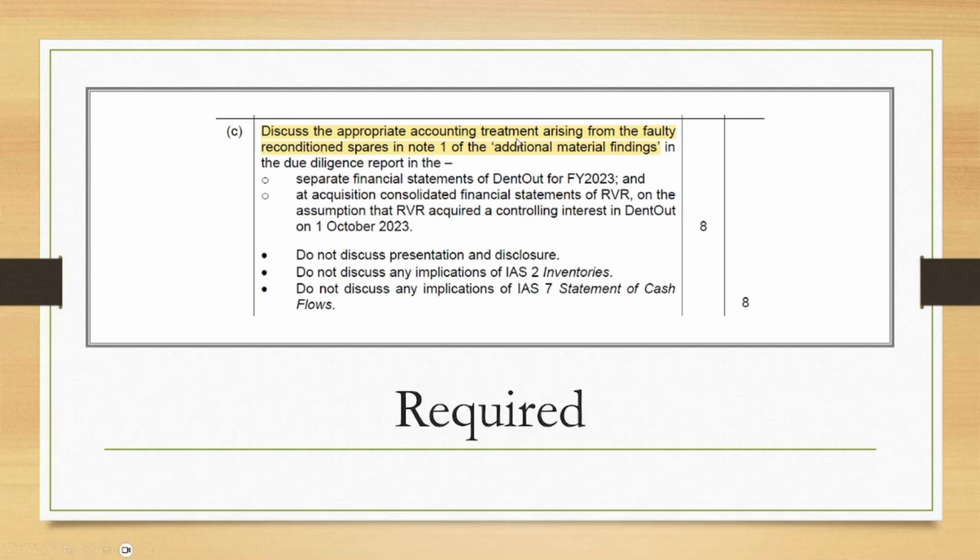Discuss the appropriate accounting treatment arising from the faulty reconditioned spare parts in Note 1 in the due diligence report of the separate financial statements. So we're just going to do the separate financial statements. The at acquisition consolidated financial statements, you can look through the scenario on your own, but today we're just going to be doing the first one.